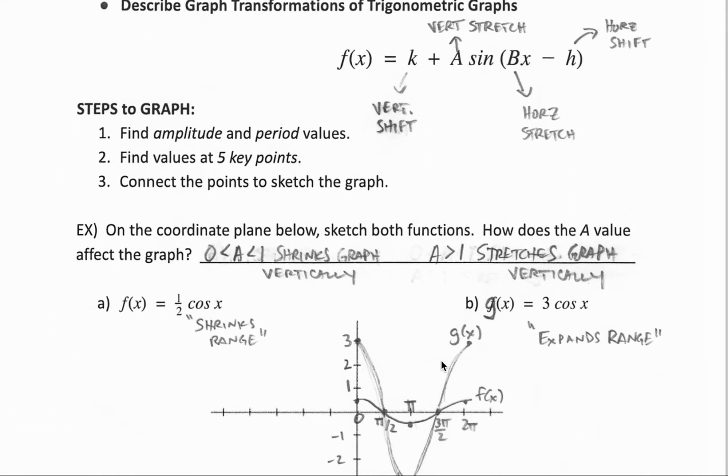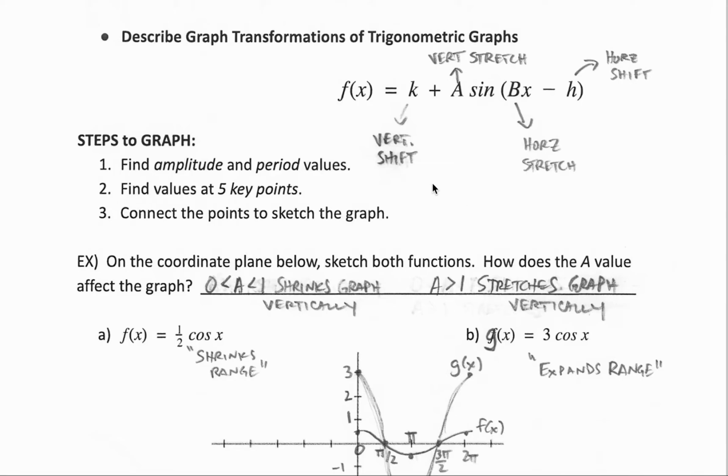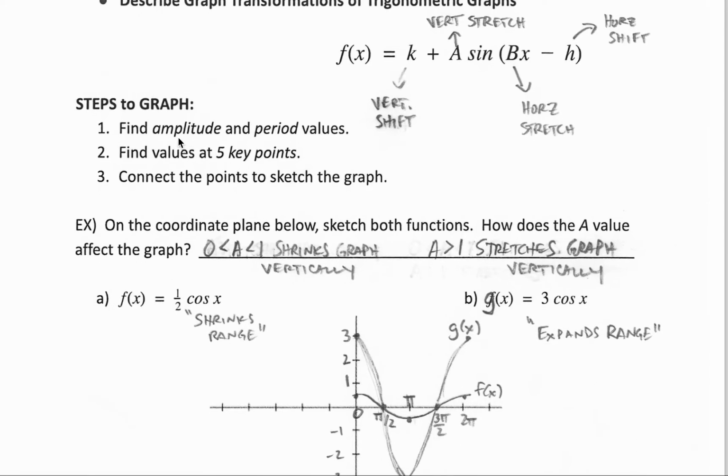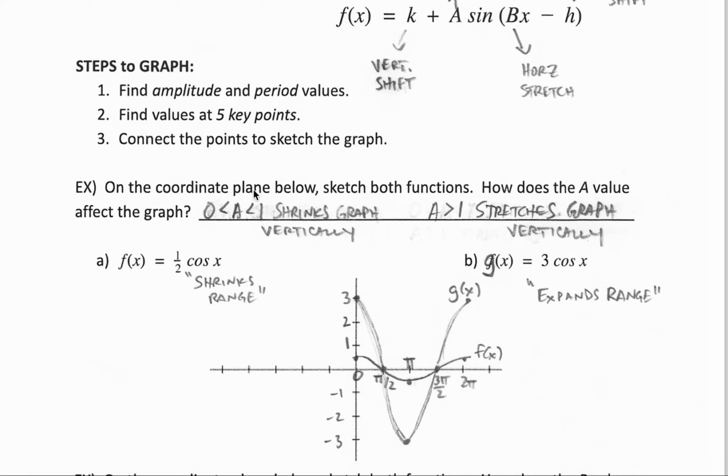All right, let's practice graphing. In the next lesson, we're going to focus on the vertical shifts and the horizontal shifts. In this lesson, we're specifically just focusing on these A and B values, which are going to be vertical and horizontal stretches. Again, to graph, we're going to identify the amplitude and the period, and then we're just going to assign 5 key points that we want to evaluate, and we'll just connect those using those shapes that we just practiced.